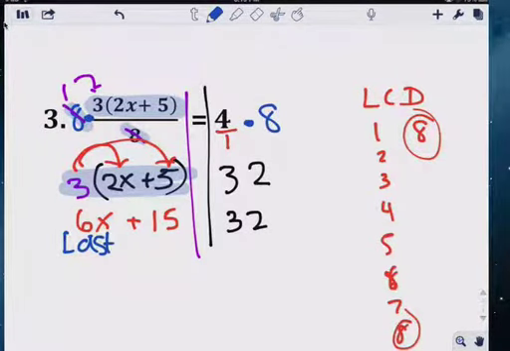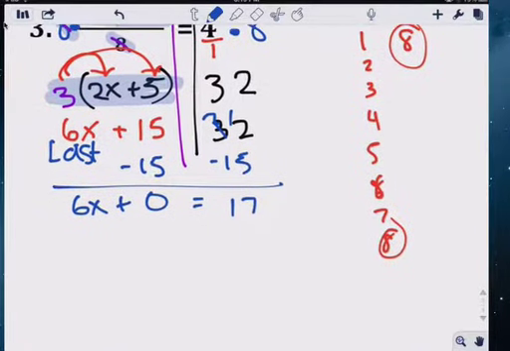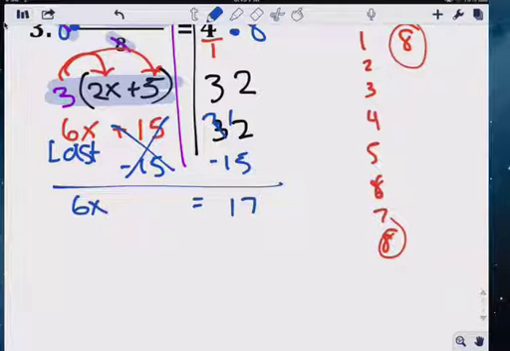So you get rid of the plus 15 first: minus 15 to make 0. Now 6x plus 0 equals, borrow 1, that's 17. Now 0 plus 6x is just 6x, that's why people just cross this out to let everyone know it's just 0. And the last thing you do, always divide last.